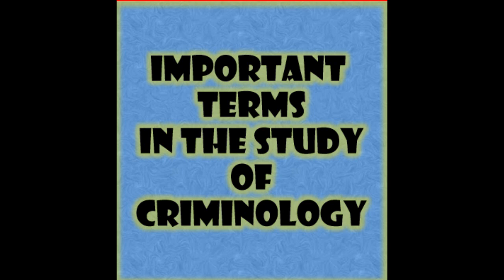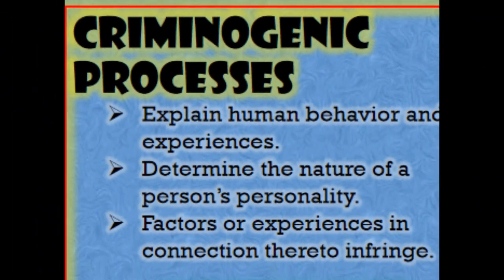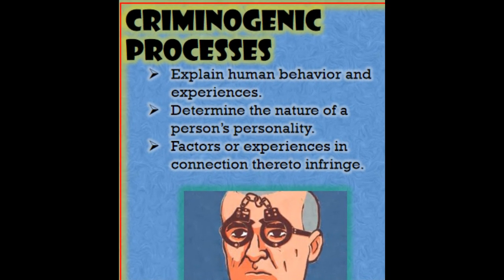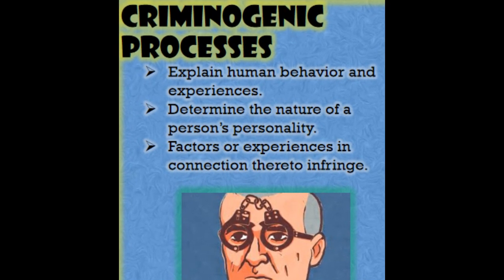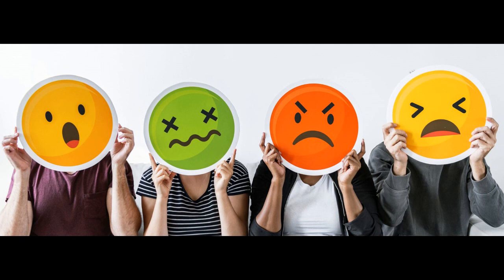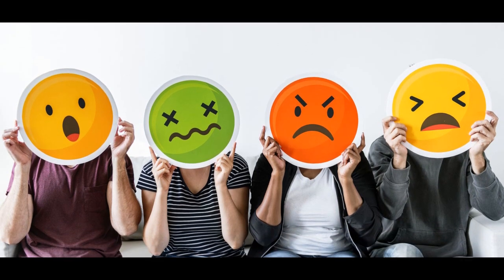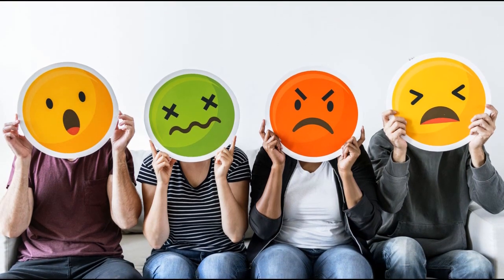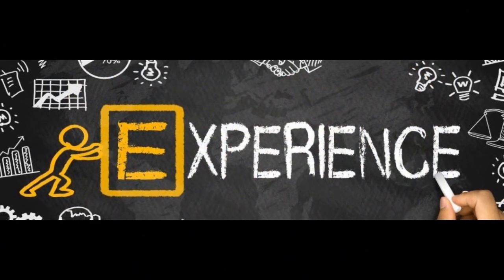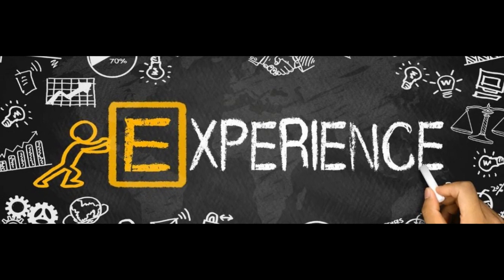Number 1 here is the so-called criminogenic processes. Criminogenic processes are the processes that explain human behavior and experiences in order for us to determine the nature of a person's personality. Here, the term human behavior is emphasized. It is somewhat related to psychology, because psychology is the study of human behavior, and in relation to experiences, because the experiences of a person have something to do with his behavior.